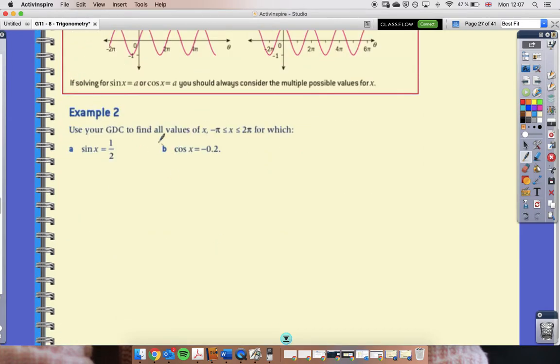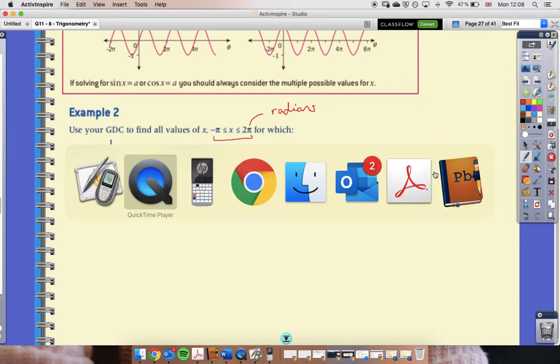So use your GDC to find all the values of x, where x is greater than or equal to negative pi and less than or equal to 2 pi. This is important because this is showing us, first of all, that we should be in radians. And it's also telling us which answers we're going to accept for x. So let's take a little look at that now.